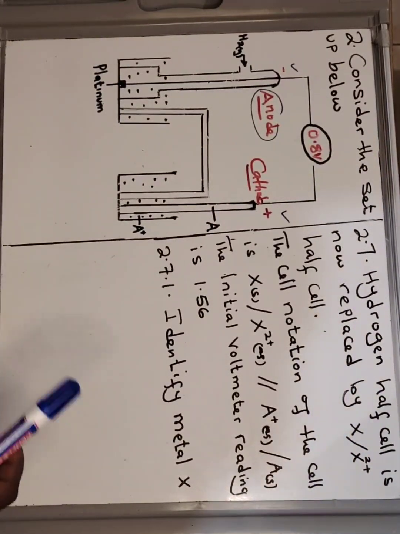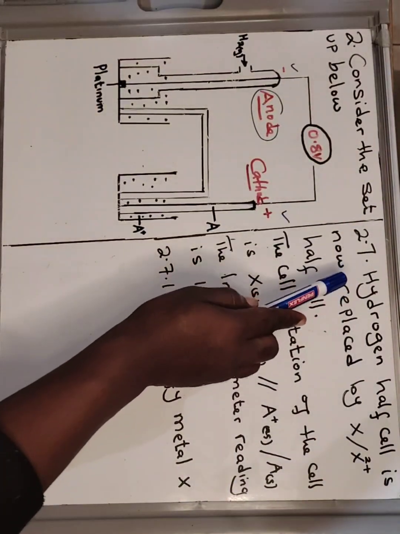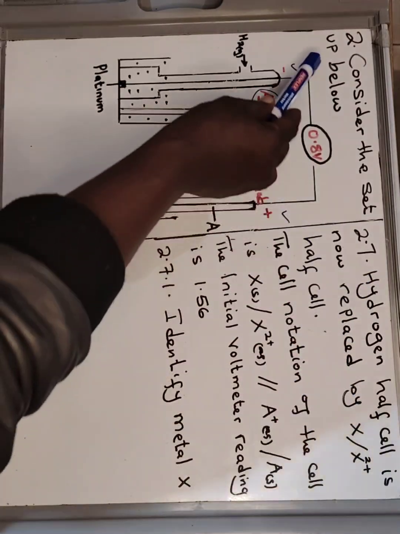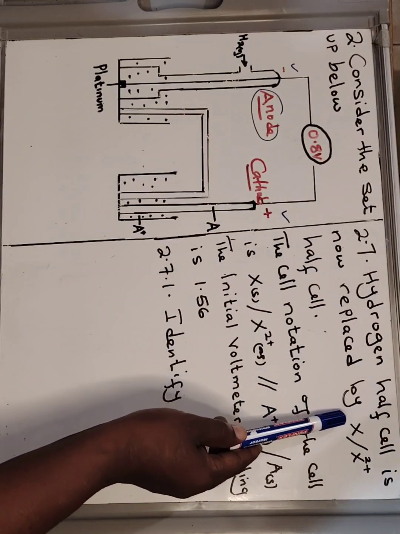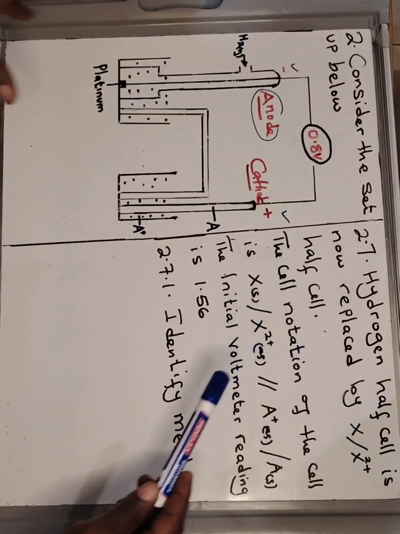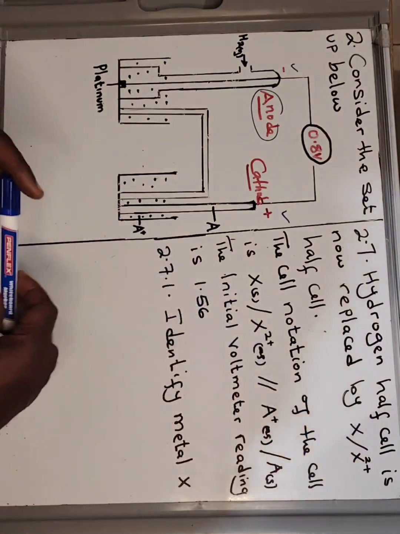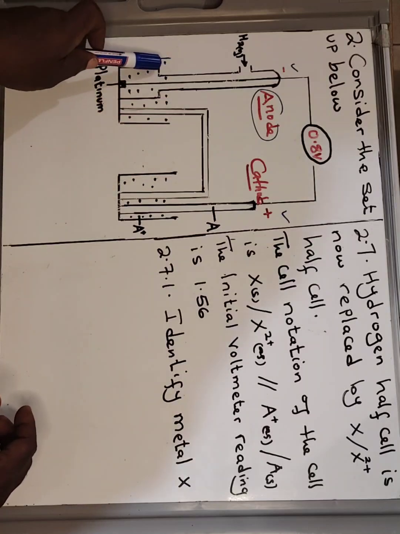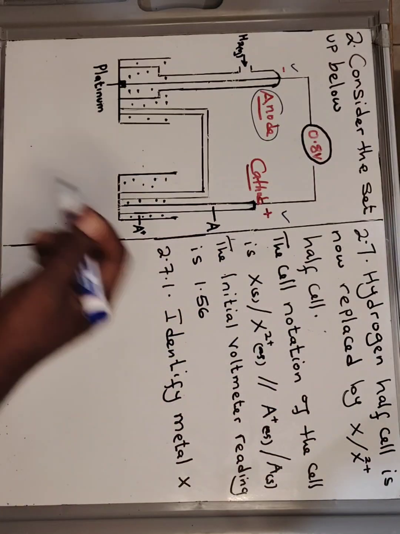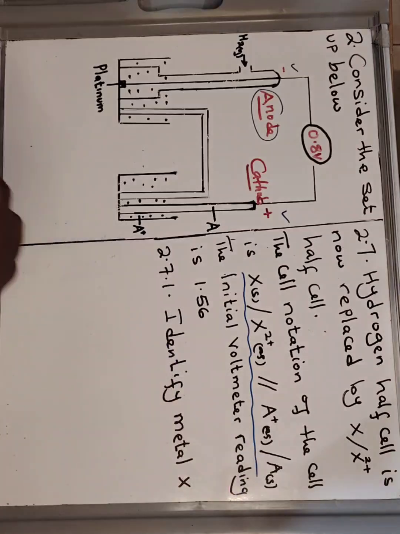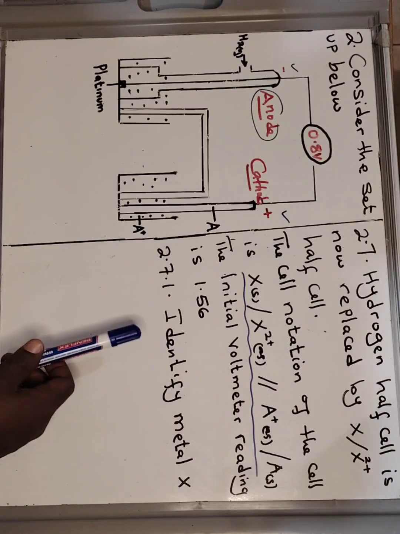So that is that. Then comes this question. Let us analyze it. We are saying that hydrogen half cell, which is this half cell here, is now replaced by this half cell, the X half cell. So in other words, we are taking out hydrogen and you're replacing it with X. So our setup now is having A here and X there. Then they give you the cell notation of the cell. And this is also a very important information for this question. They give you that cell notation and they say the initial voltmeter reading is this one. They say identify metal X.